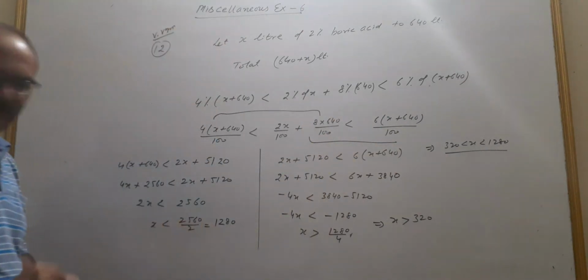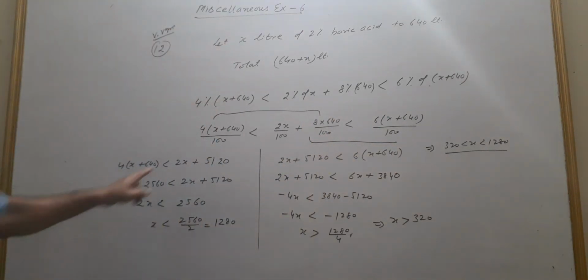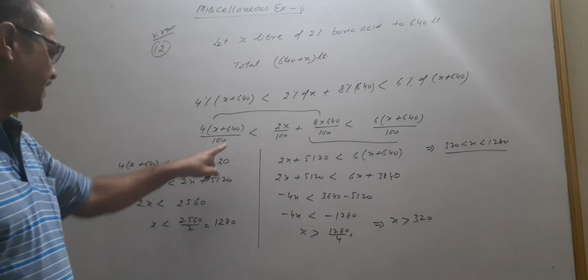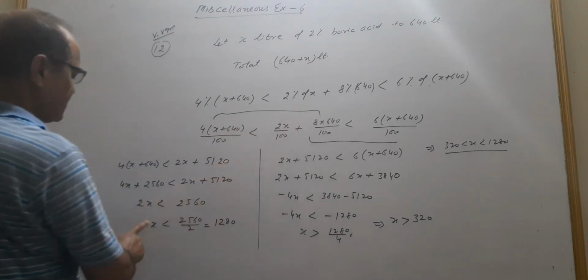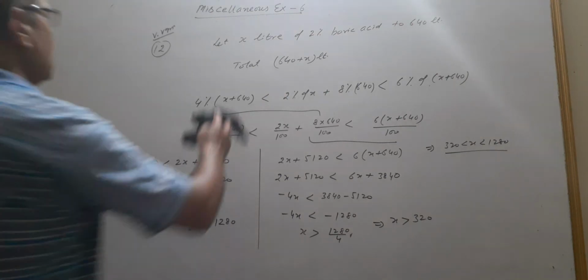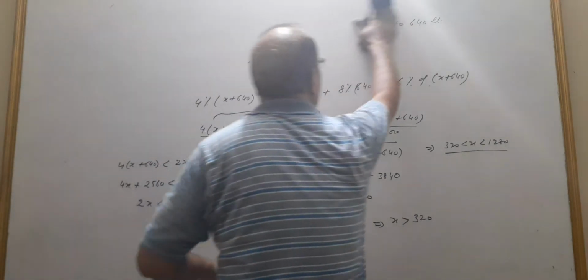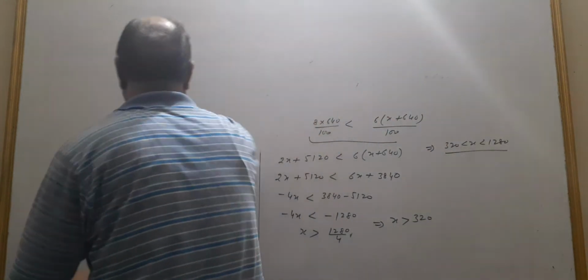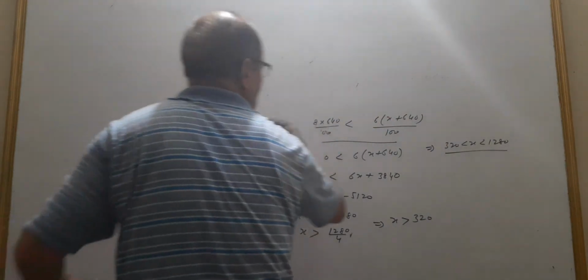This way you have to solve it, that is 4x and 2x, multiplying and transferring the terms. So this is the way to solve the problem. This is all about your linear inequality problems, and you try to solve more problems. That's all about this topic.